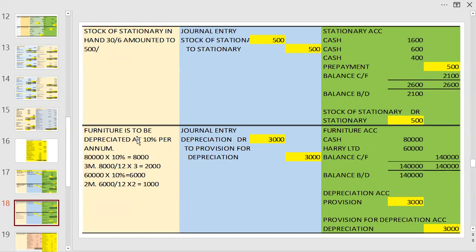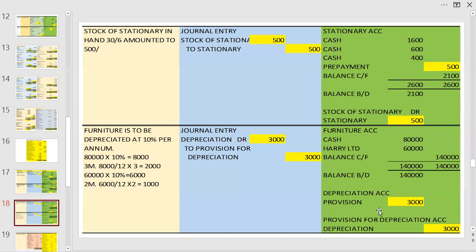Next adjustment is about depreciation. First, we will have to calculate the depreciation. Since it is 10% per annum, that means for 12 months. So the actual period that was used, we will have to calculate. The first one, since it was purchased in April, it was in use for 3 months. So accordingly, it is 2,000. And the second purchase of furniture was 60,000. That was made on 1st May. So it was used only for 2 months. Therefore, that amount is 1,000. Altogether, it's 3,000. Depreciation account debit and provision for depreciation account credit. So we have passed a journal entry accordingly.